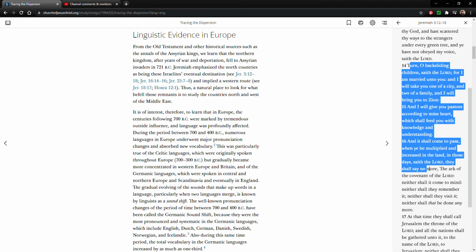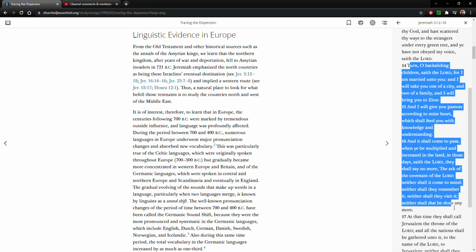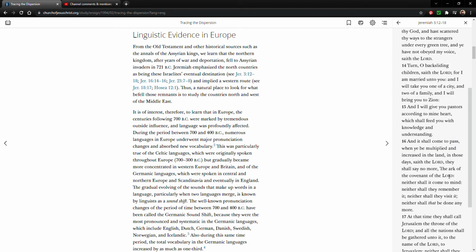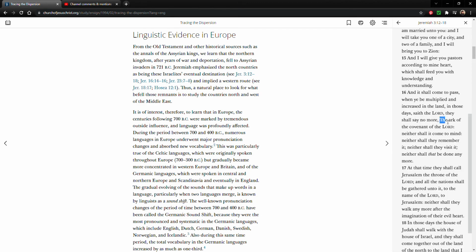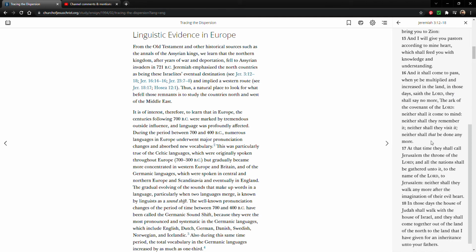saith the Lord, they shall say no more, the ark of the covenant of the Lord, neither shall it come to mind, neither shall they remember it, neither shall they visit it, neither shall that be done any more." Really? I guess I wasn't aware of the scripture. The ark of the covenant of the Lord, neither shall it come to mind. Yeah, okay. Just off the surface, I'm thinking, yeah, we don't really talk about the ark anymore. It was like the holiest object back then. But we're definitely in a new time. And anyway, I'm not going to go off on that.